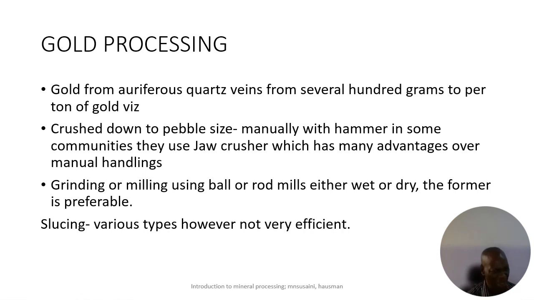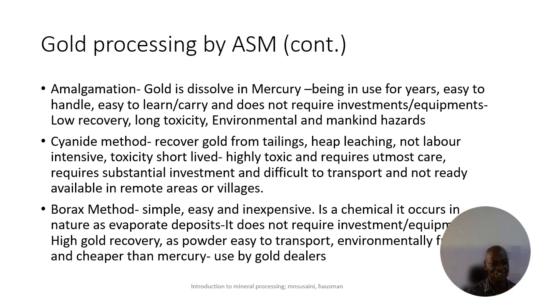For example, I've tried to look at one good example, gold processing. Gold-bearing quartz banks for several hundred dollars per ton. It's crushed down to pebbles manually with hammers in some communities. We use a jaw crusher, which has many advantages over manual handling. The grinding and milling use ball or rod mills, either wet or dry. The former is preferable. They use two varieties of type, however, not very efficient.